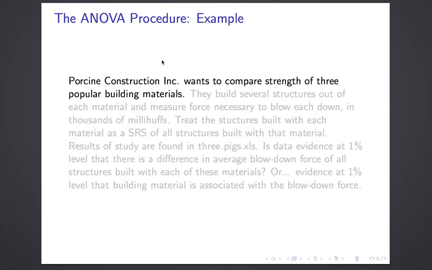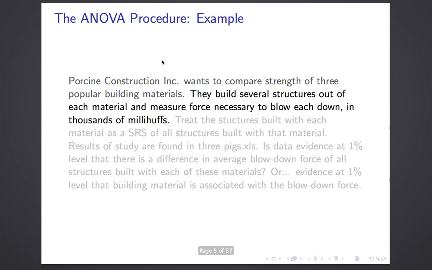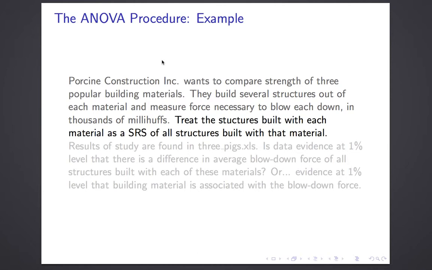So let's start with an example. Porcine Construction Inc. wants to compare the strength of three popular building materials. So they build several structures out of each of these three materials, and they measure the force necessary to blow each one down in thousands of millihuffs. You can treat the structures built with each material as a simple random sample of all possible structures built with that material.